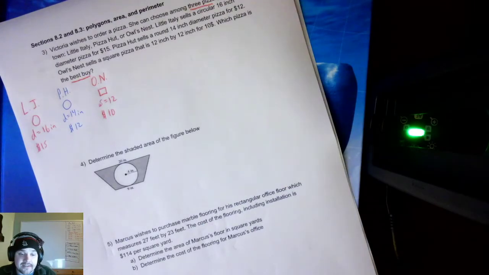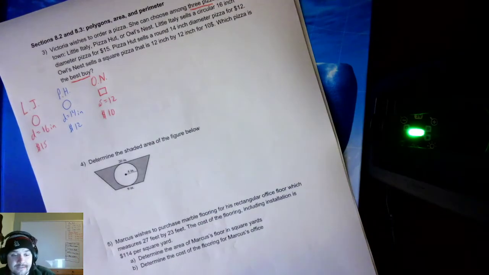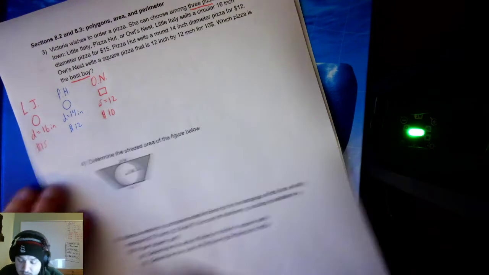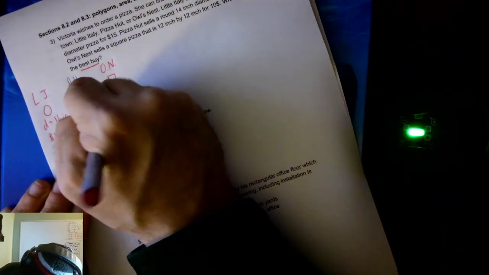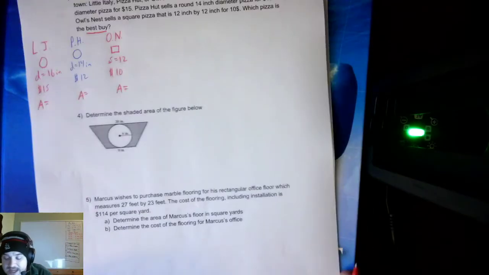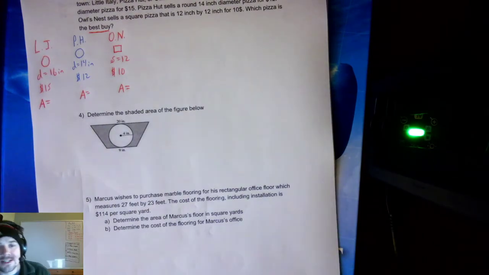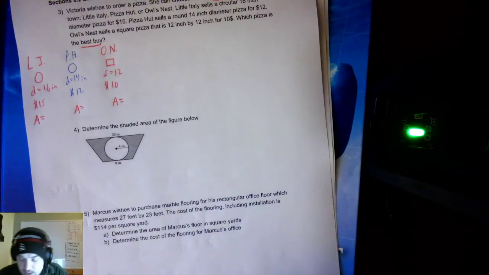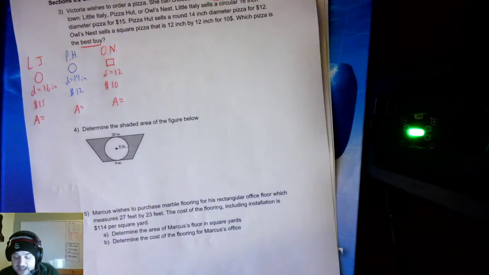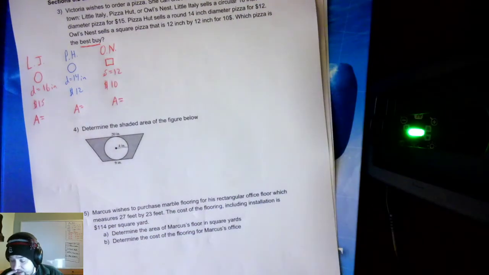So for this, I have to do 2 things. First, I need to figure out how much pizza I get with each pizza. I need to calculate the area for each of these pizzas. Area, area, area. I'm looking for 3 values for my areas. Now, the square one will be the easiest. So let's do the square one first. We have a square that's 12 by 12, right?